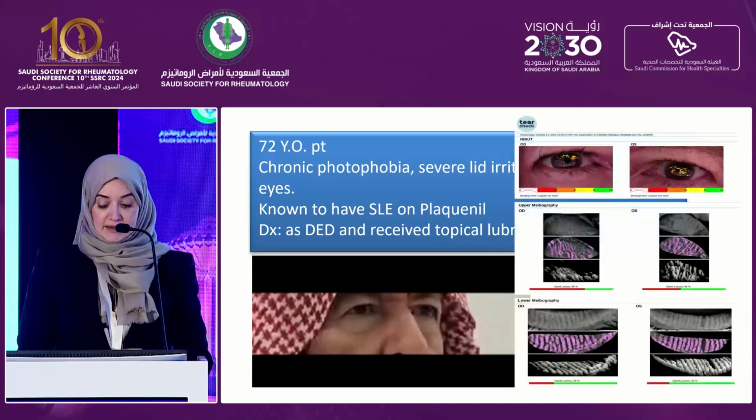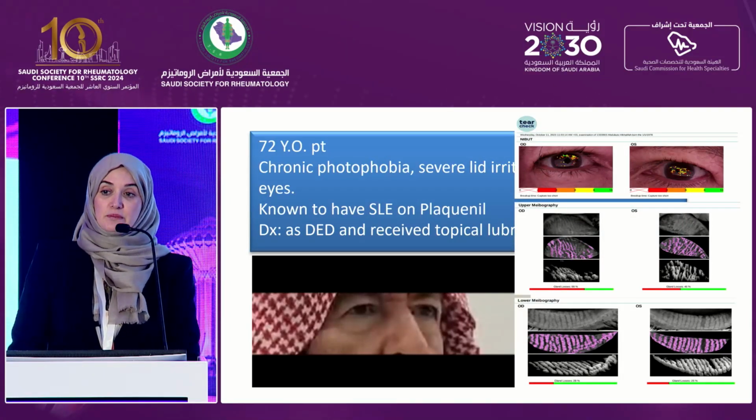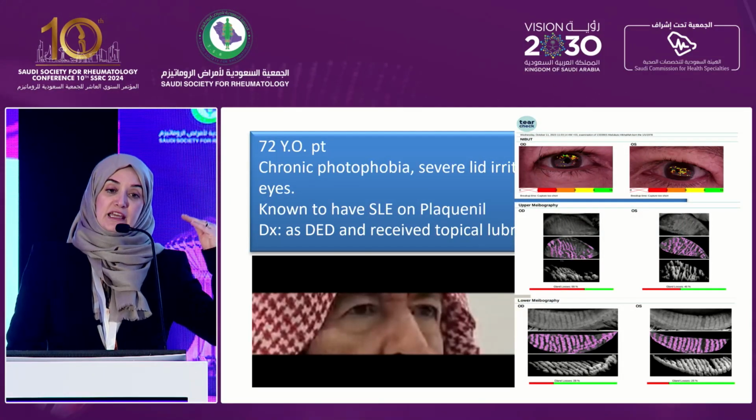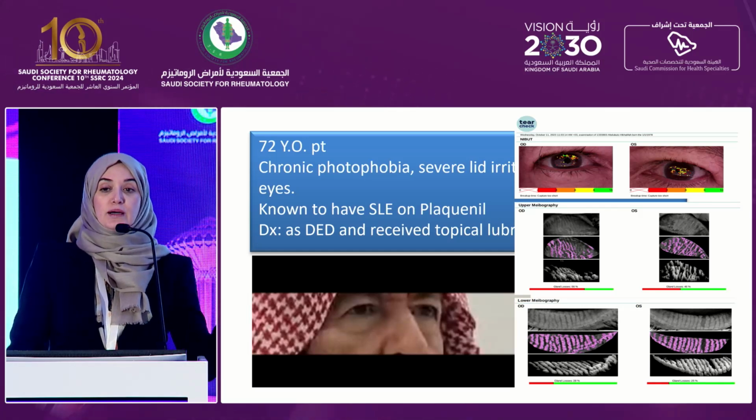The patient is known to have systemic lupus, and he is on Plaquenil. He was diagnosed as dry eye and received topical lubricants, but he was never happy. And you can see how frequently he was blinking. Fortunately, we have something called a tear check, where we can evert the lids and look at the meibomian glands.